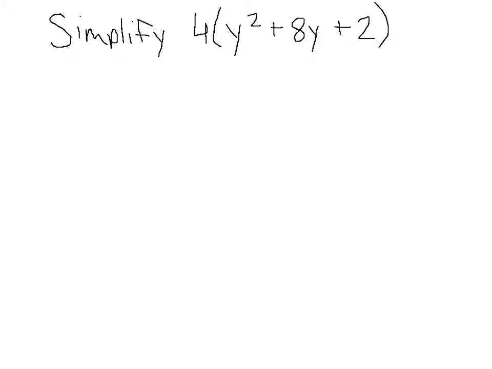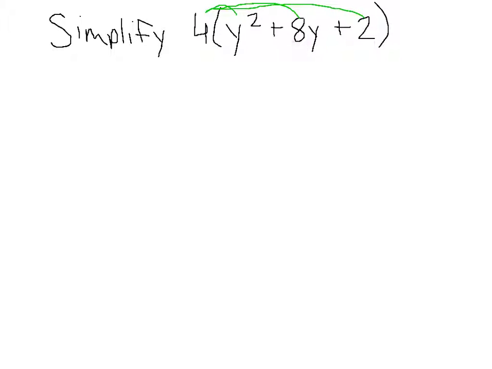So what's typically done in algebra across the board, as far as showing that we're multiplying each term by the number on the outside, is we draw arrows. Some people do arrows, some do lines. I typically prefer lines, but just for the sake of the lesson, we'll go ahead and call it arrows. So that shows me I'm going to multiply 4 times y squared, 4 times 8y, and 4 times 2.